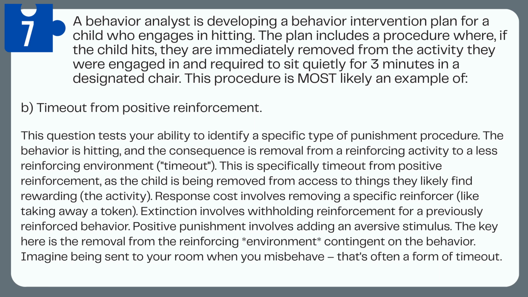The activity response cost involves removing a specific reinforcer, like taking away a token. Extinction involves withholding reinforcement for a previously reinforced behavior. Positive punishment involves adding an aversive stimulus. The key here is the removal from the reinforcing environment contingent on the behavior. Imagine being sent to your room when you misbehave. That's often a form of timeout.